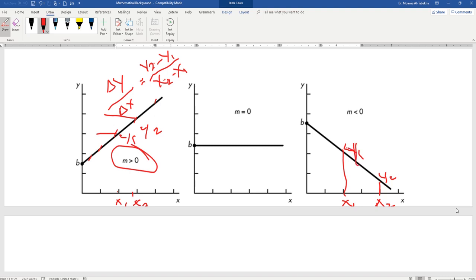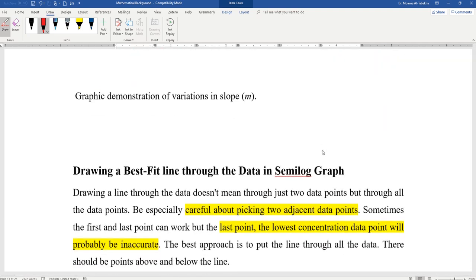Okay, which means what? It means y2 minus y1 is negative, and x2 minus x1 is positive. So negative divided by positive is negative. That's why your slope will be negative. Whenever you see the line going up, it's a positive slope. If it is horizontal to the x-axis, the slope is zero. There is no inclination. If the line is going down, then the slope is negative.